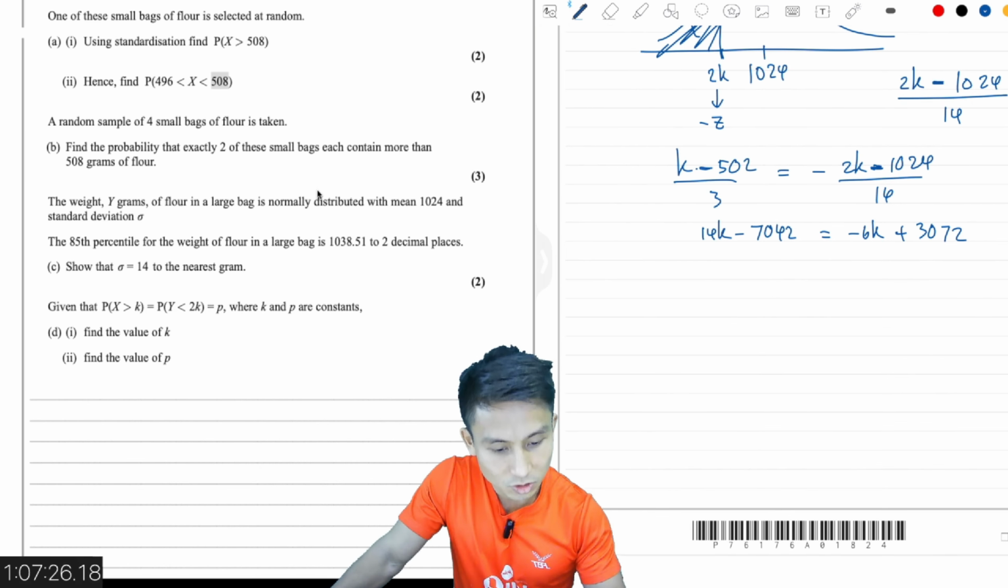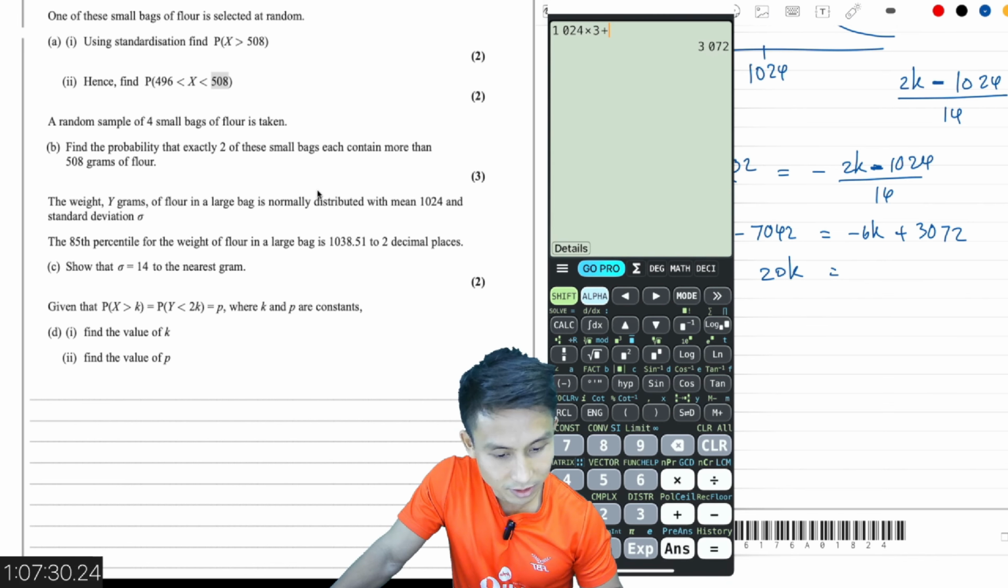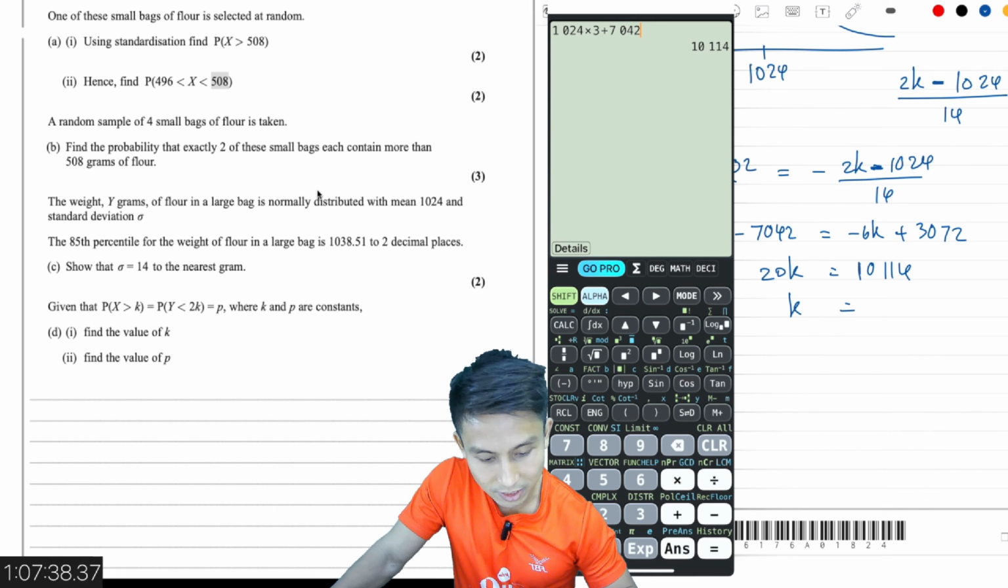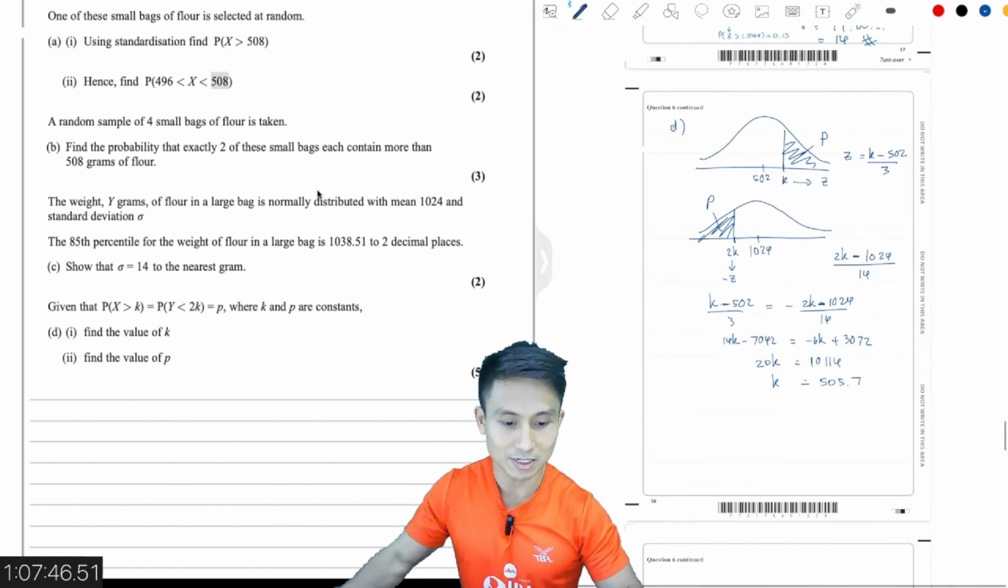Okay, so it's 20k equals, well, you add that with 7042, so you get 10,114 there, and we divide the answer by 20. We should get 505.7. Does that make sense?